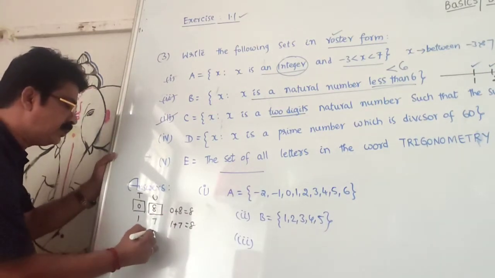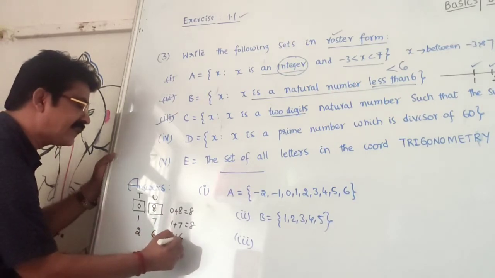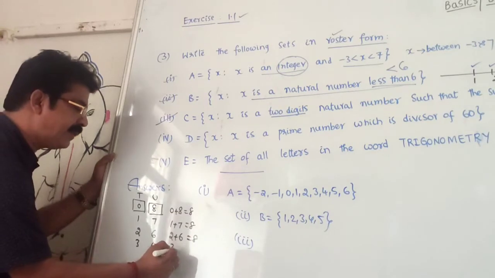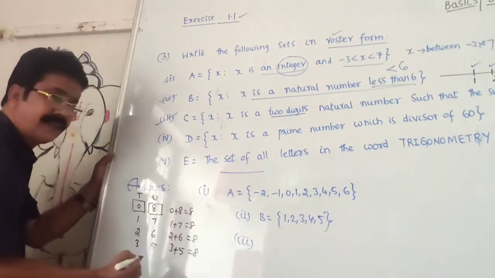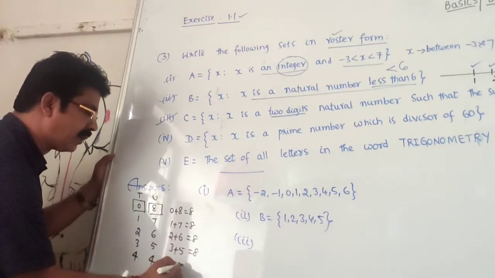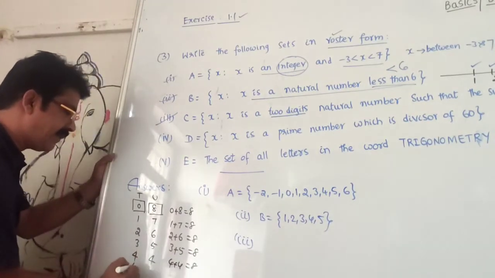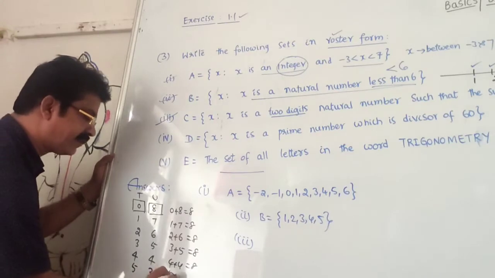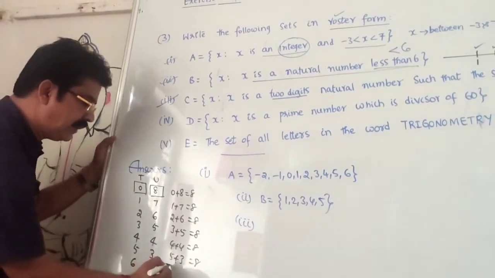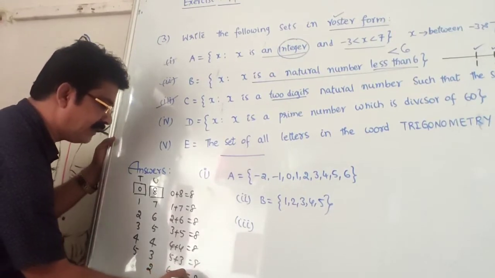Next, 2, 6. 2 plus 6 is also 8. 3 plus 5. 3 plus 5 is also 8. Next, 4 plus 4. 4 plus 4 is also 8. Next, 5, 3. 5 plus 3 is 8. Next, 6, 2. 6 plus 2 is equal to 8.